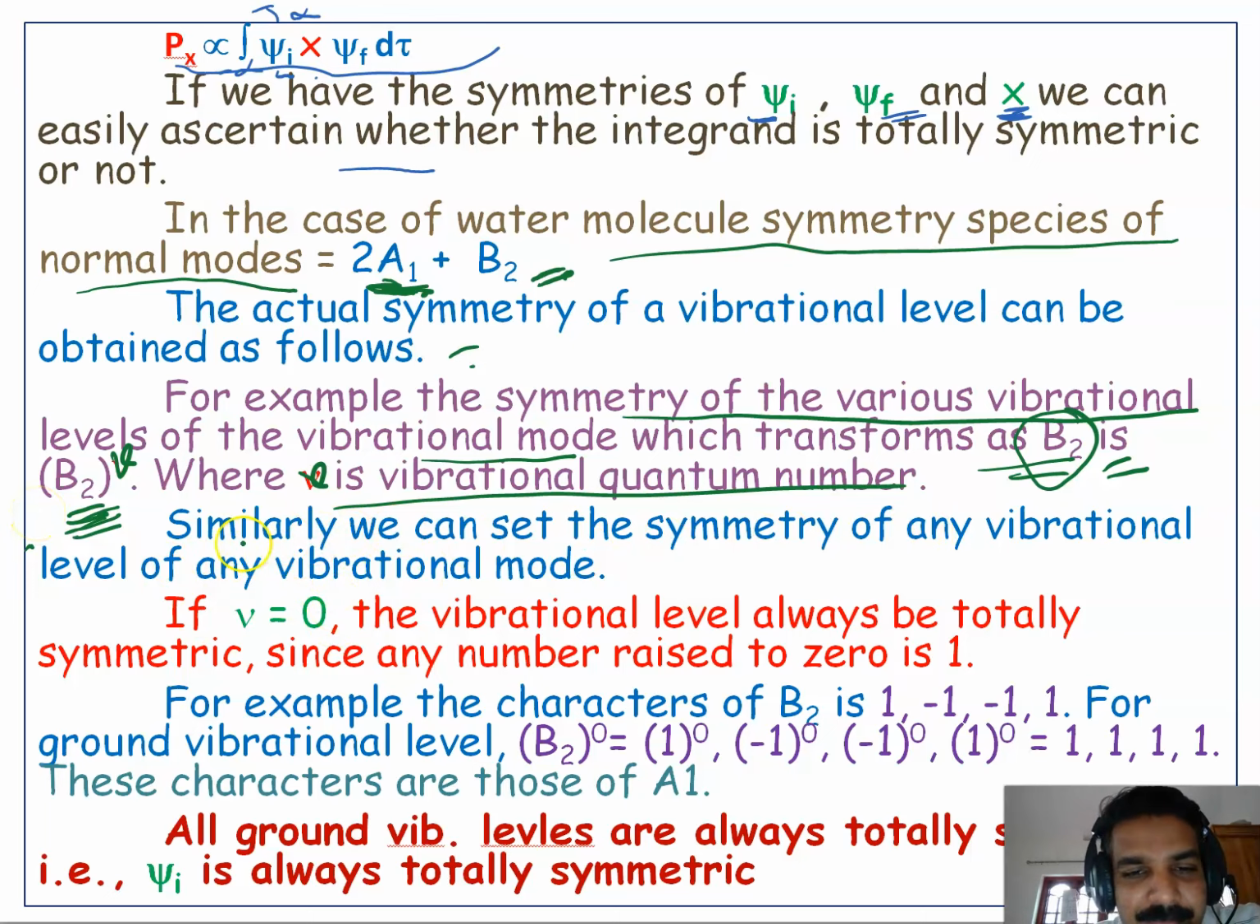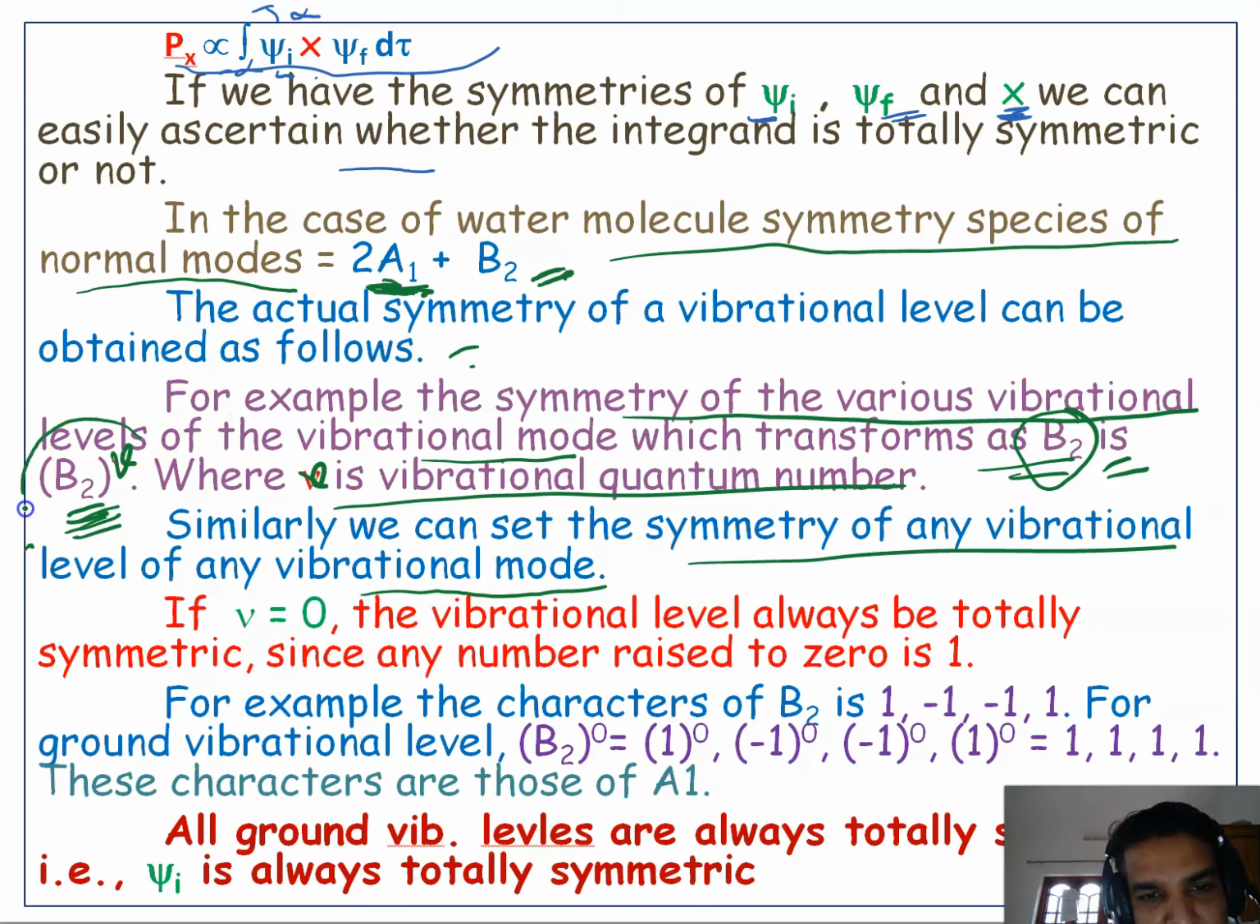I will explain more. Similarly, we can get the symmetry of any vibrational level of any vibrational mode. Can you follow me? For each mode, there is a ground level, first level, second level, like that, and for each level the symmetries are different. That is calculated by this equation: for a particular mode, there is a symmetry raised to its vibrational quantum number. For the ground level, V equals 0. For the first level, V equals 1. You will understand by considering this example.